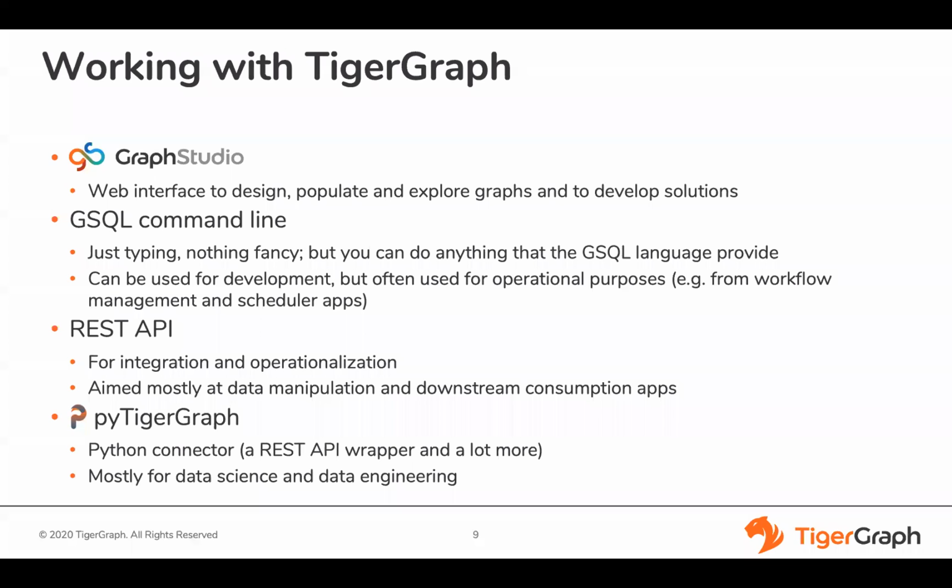The next is the REST API that is mainly used for integration and operationalization and aimed mostly at data manipulation and downstream consumer applications. And finally, pyTigerGraph, a community-backed open source Python connector intended to be used for data science and data engineering. Your TigerGraph instance should be available by now, so let's get started with Graph Studio.